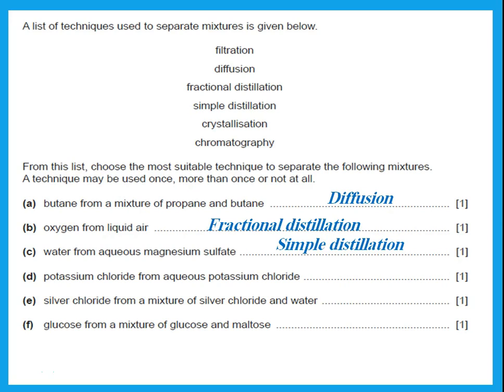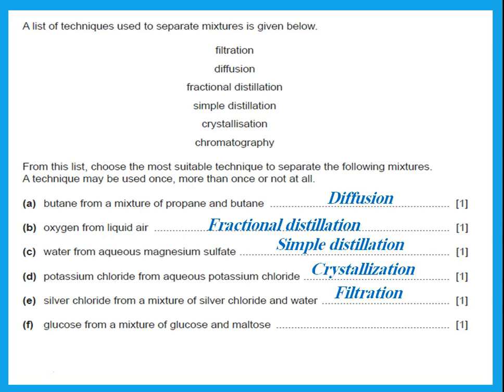Potassium chloride from aqueous potassium chloride. Now I have a solution, but I don't want the water, I want the salt. If I want the salt from a solution, I do crystallization. Okay? Silver chloride from a mixture of silver chloride and water. Now you may or may not know that silver chloride does not dissolve. So if you don't know, please learn that silver chloride does not dissolve in water. So basically I have something that is not soluble and I have it in water. How do I separate it? By filtration.